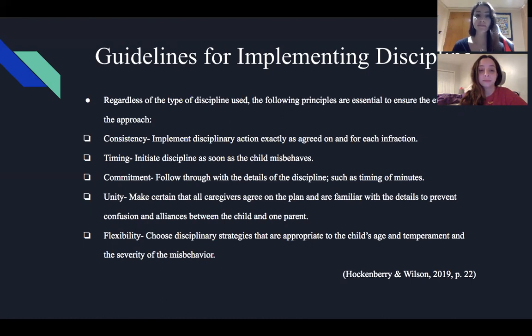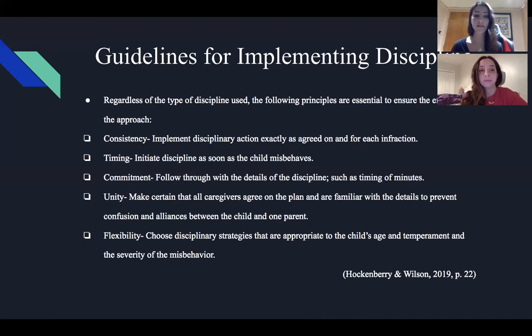So if a child misbehaves and during that behavior a discipline is implemented, and then another time the child does the same action or misbehaves again, and then no discipline is implemented, then no change will occur because there is no consistency. Timing: initiate discipline as soon as a child misbehaves. Commitment: follow through with the details of the discipline, such as timing of minutes.